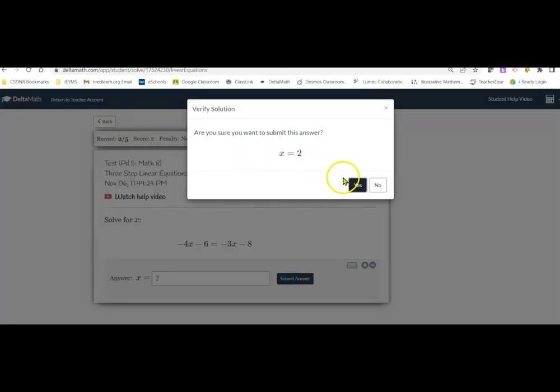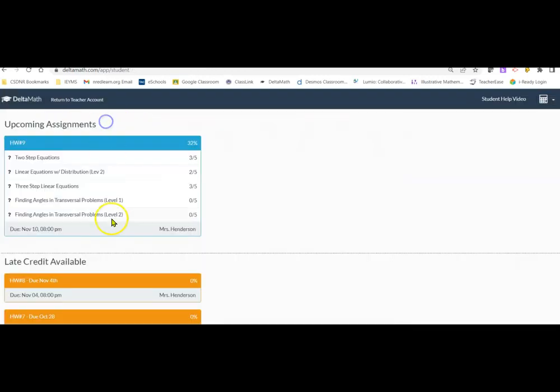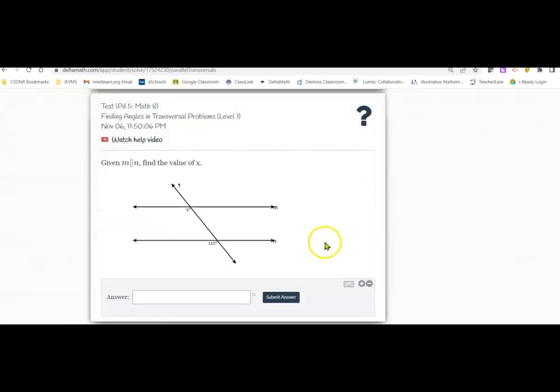Alright, let's take a look at the last 2 topics here that have to do with angles and transversals. So this has to do with finding out whether the angles are equal to each other, like they're vertical, they're corresponding, they're alternate interior, or they're alternate exterior.